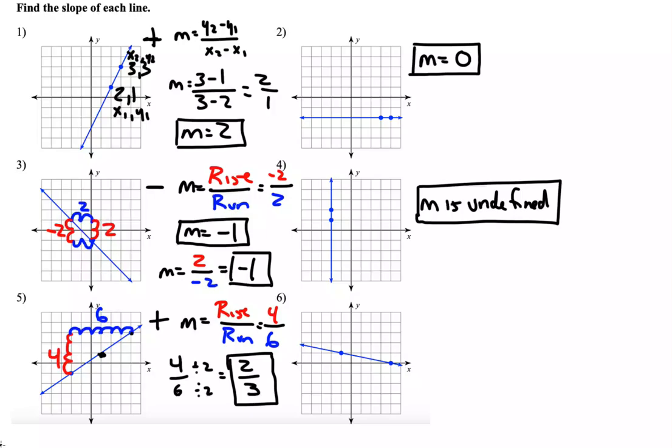Our final graphing problem, problem number 6. Before I even start, I know that this is a negative slope because I'm going down and to the right. From left to right, I go down. So if I don't get a negative number, I'll know I made some sort of mistake. And again, I could always just plug in the numbers like I did for problem number 1, but to me, the easiest thing to do is just to say that the slope equals rise over run.